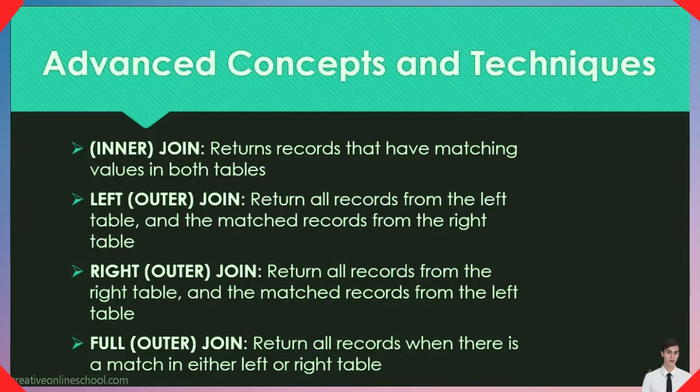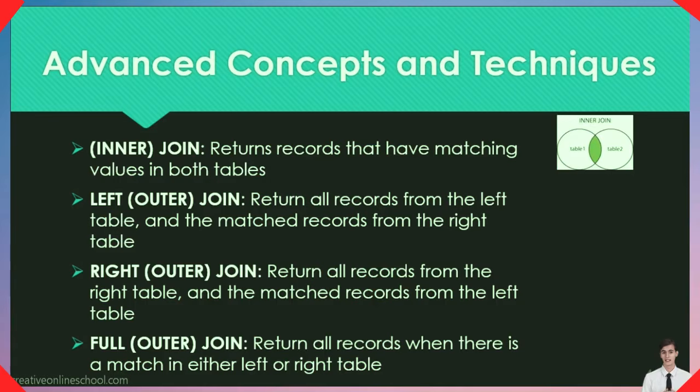An inner join, often just called a join, returns records that have matching values in both tables. It's the most common type of join and the one you're most likely to see. If you look at this picture, you can see that of the two tables, only the inner portion where they overlap is returned.